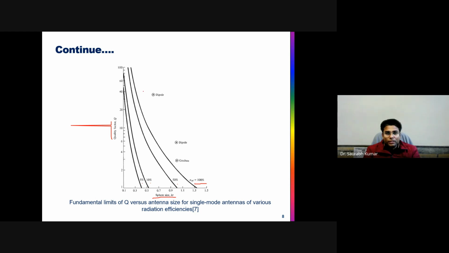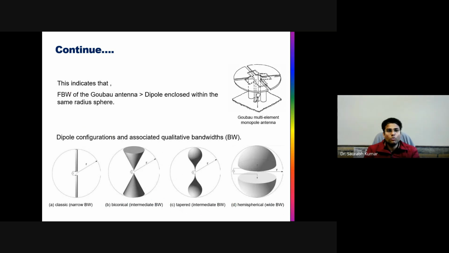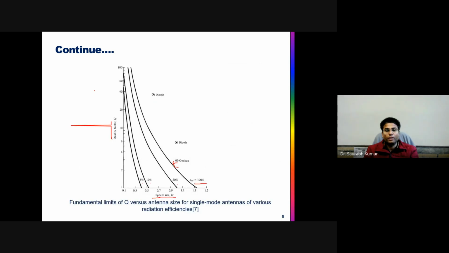The different antennas: this is a dipole, this is also some other dipole, and this is the Goubau antenna. You can find that this Goubau antenna is approaching the 100% efficiency curve. So one can find that the Goubau antenna will give you better efficiency as well as bandwidth. You can see from here that the Goubau antenna's fractional bandwidth is also higher than the dipole enclosed within the same radius of the sphere.